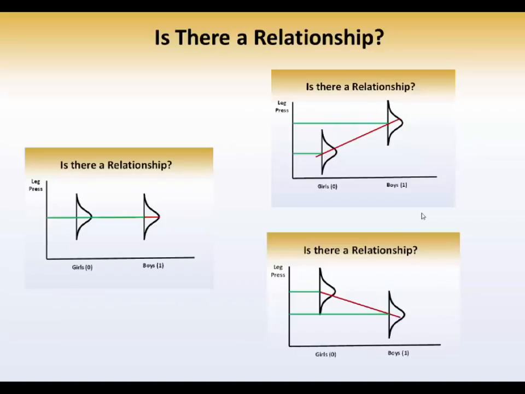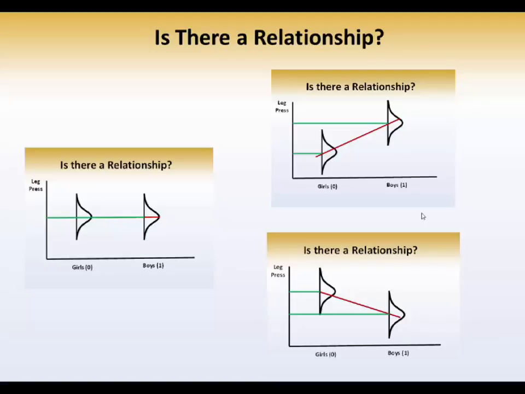Here's a couple of illustrations. On the left, we show no correlation. There's no difference between the means for the girls and for the boys. So if you correlated zeros and ones with their leg press scores, the answer would be 0. On the right, we show two forms of when there is a relationship. On the top, we have a positive relationship because the high scores on leg press are associated with boys who are coded 1, and the low scores on leg press are associated with girls who are coded 0. Notice there's a difference between the means and also a positive correlation.